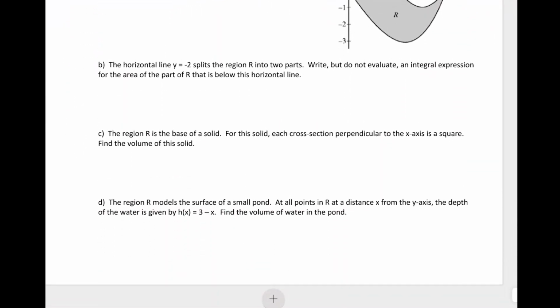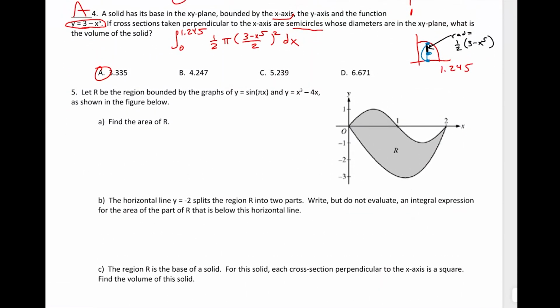All right, looks like we just have one last problem with a couple different parts to it. It says let R be the region bounded by the graphs of y equals sine of pi x and y equals x cubed minus 4x. This one might not be quite as obvious, but we do see the sinusoidal behavior happening here. That can happen on a cubic, like you can have a cubic that does this. So I think it might be worth making sure that we're getting the right one.